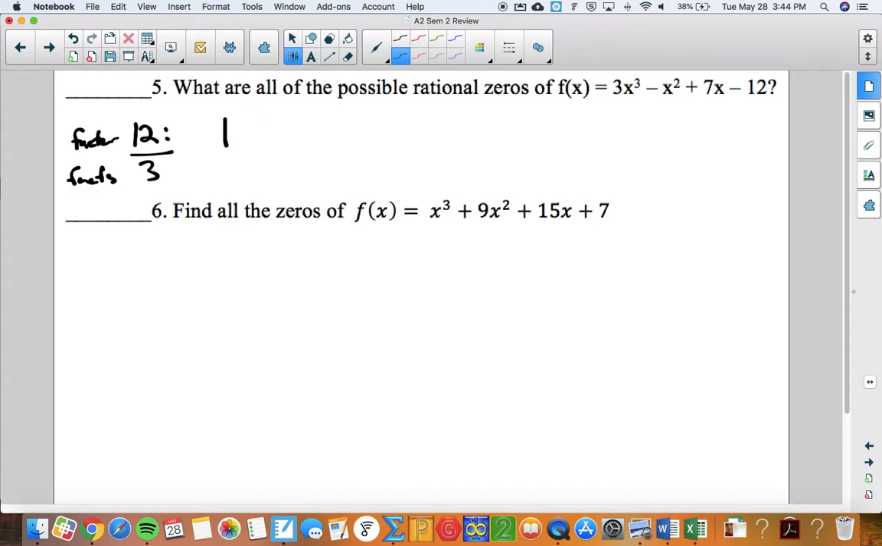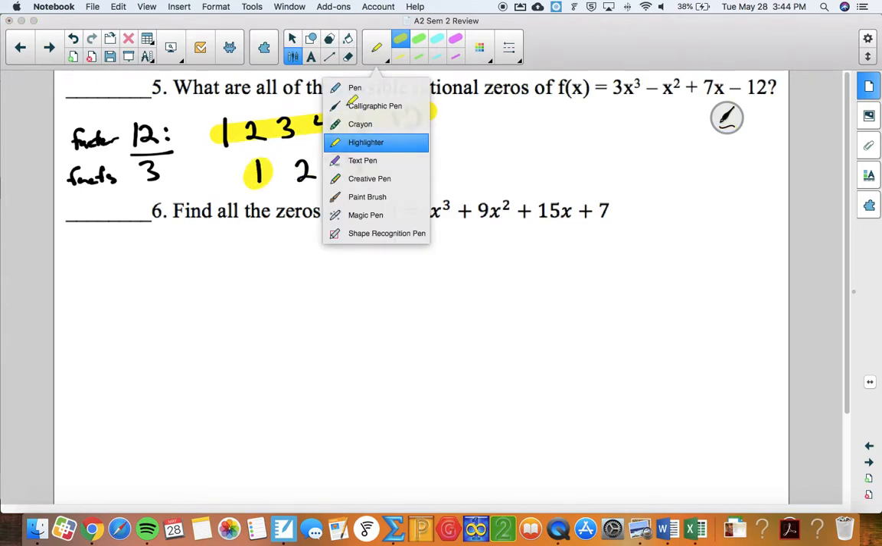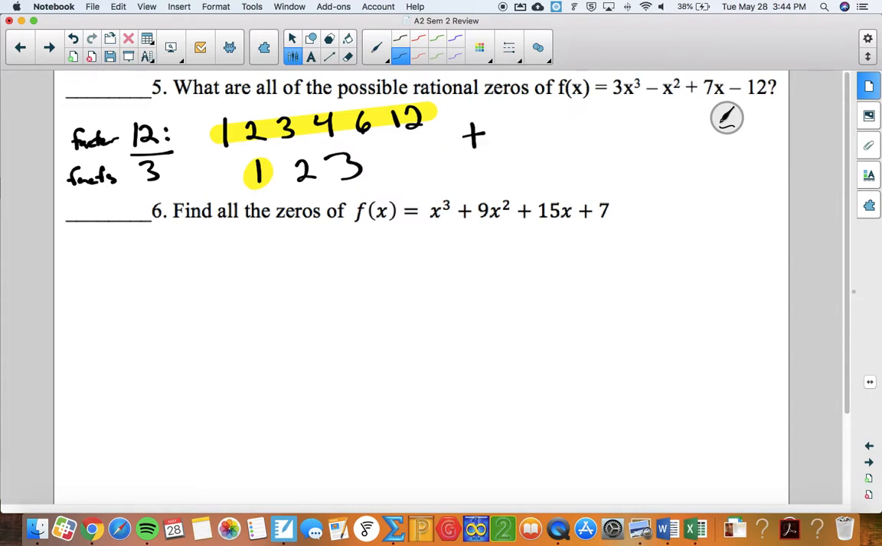So factors of 12: 1, 2, 3, 4, 6, 12. Factors of 3: 1, 3. Now I'm going to take all of these and divide them by 1, which doesn't really do anything, right? By the way, this is always a positive and negative. So it could be positive or negative 1, positive or negative 2, positive or negative 3, 4, 6, and 12.